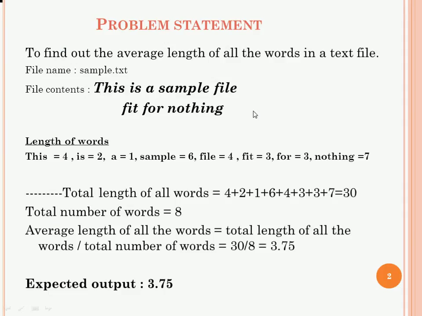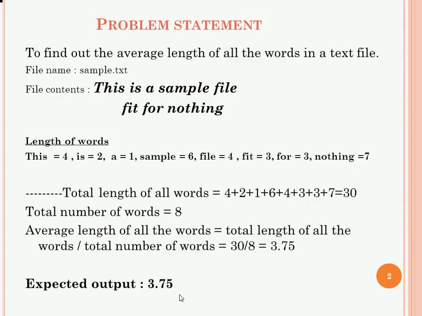The problem statement is that we are supposed to find the average length of all the words in this text file. If you do it manually, as a dry run of the logic, the word "this" has a length of 4, the word "is" has a length of 2, the letter "a" has a length of 1, and so on. When you add everything together, you get a total length of 30 for all the words, and the total number of words in the file is 8. So when you compute the average, you get 3.75. The final output of running this program in a Hadoop cluster is supposed to be 3.75, which is the average length of all the words in this file.